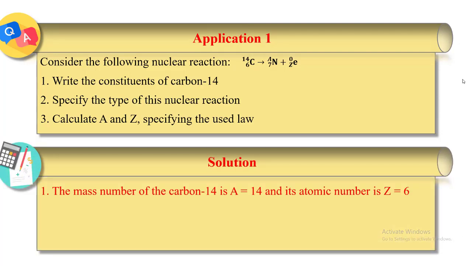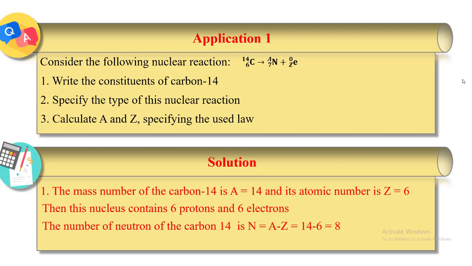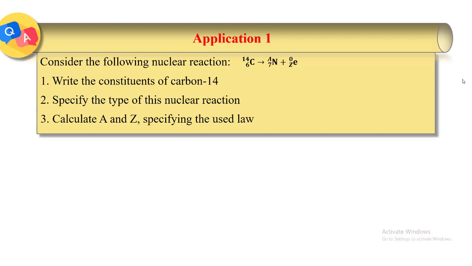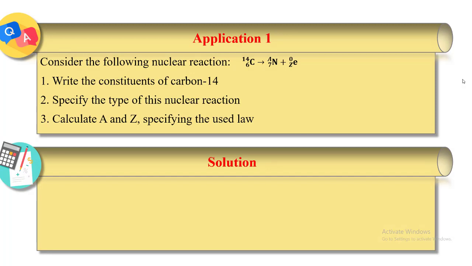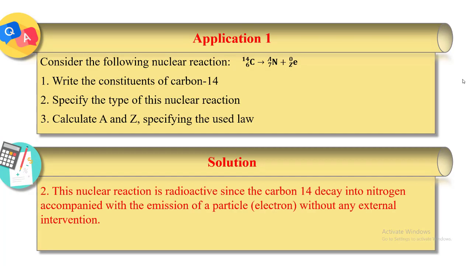The mass number of the carbon 14 is A equal to 14 and the charge number Z is 6. Then this nucleus contains 6 protons. So the number of neutrons can be determined by the relation N equals A minus Z. I substitute the values and I get 8 neutrons. In the second question, we have to specify the type of this nuclear reaction. The answer of this question is very simple.